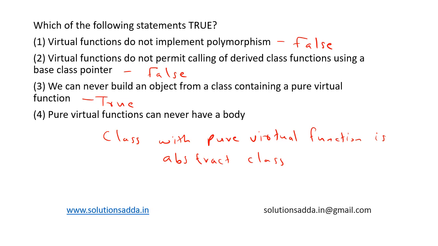And let's see option 4. Pure virtual functions can never have a body. Pure virtual functions can have a body. So this statement is also false. In C++, we can provide a default implementation for a pure virtual function. This default implementation can be overridden by a derived class if necessary, but it is not mandatory. So based on the options, we are asked to find out which is the true one. Option 3 is the right choice here.